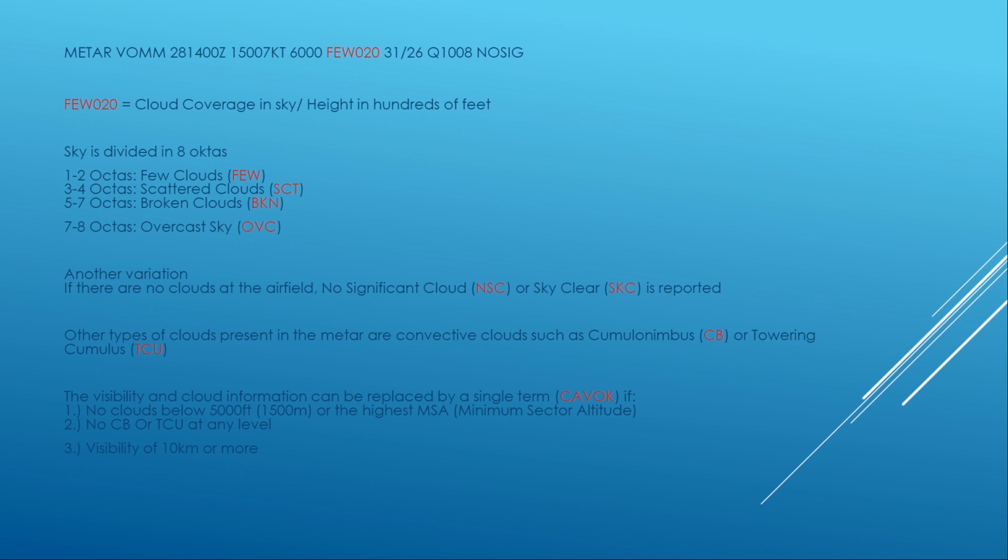Now minimum sector altitude is that altitude which provides us a separation of at least 1000 feet above the highest object in the area of a 25 nautical mile radius. Second condition should be that there should be no cumulonimbus or towering cumulus at any level, and the visibility should be 10 km or more for CAVOK to be issued.